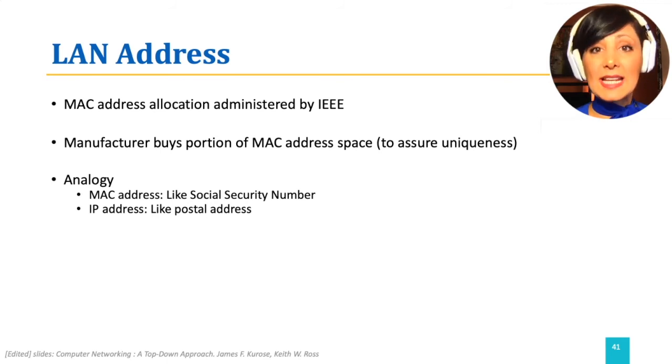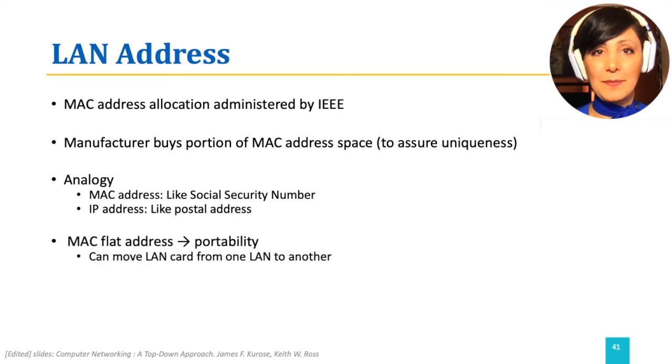SSN is dedicated to a person, but the postal address associated to a person changes every time the person moves. Similarly, the MAC address remains unchanged, but IP address may change based on the point of connection to the network. In the networking context, this is called portability. MAC address is flat and portable. When you move a device from a LAN to another, you do not need to change the MAC address.